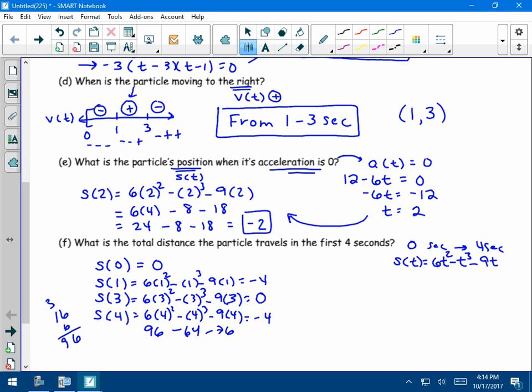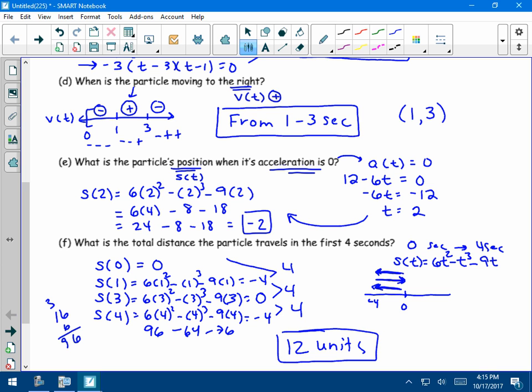So to find total distance, what did I really do? Well, let's map it out. I started at 0. I went left to negative 4. Then I went right to 0 again. And then I went left to negative 4 again. So from 0 to negative 4, that's a distance of 4. From negative 4 to 0, that's a distance of 4. And from 0 back to negative 4, that's another distance of 4. 4 plus 4 plus 4, total distance traveled is 12 units. Okay. So there's a review of velocity and acceleration, and that will come up on the quiz tomorrow.